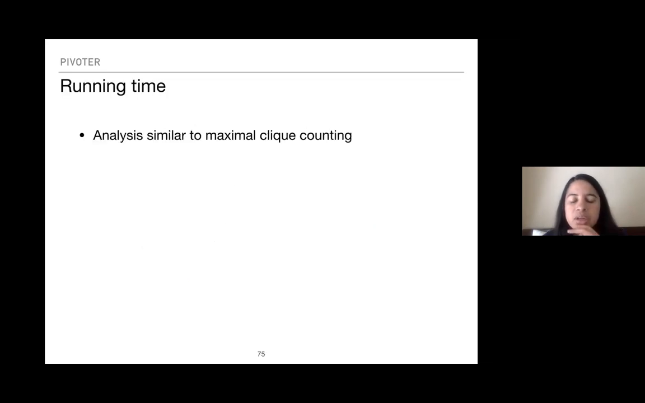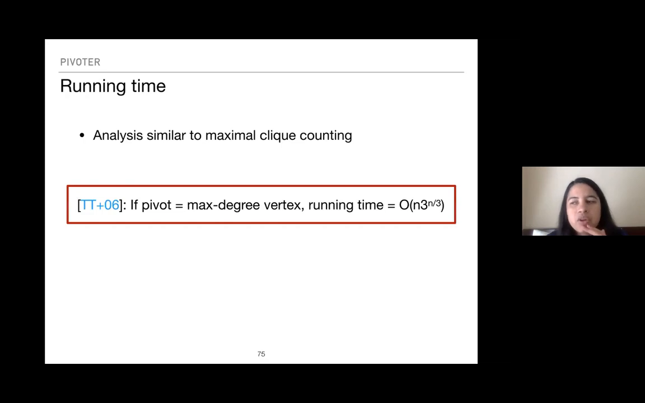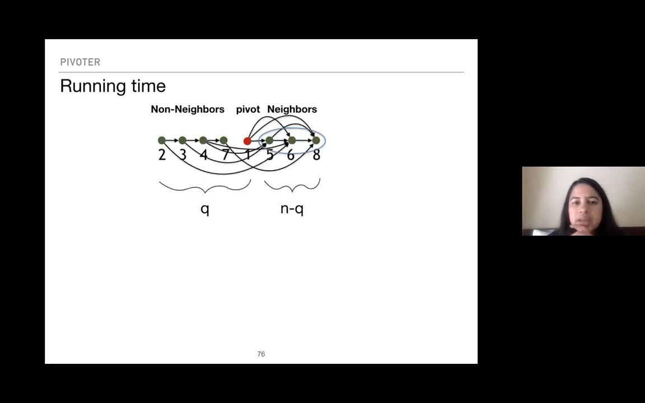So the running time analysis is actually similar to that of maximal clique counting. One of the follow-up papers to the original paper that introduced the idea of pivoting, they used pivoting for counting maximal cliques, and they showed that if we pick the pivot to be the max degree vertex in that subgraph, then one can show that the algorithm runs in time n times 3 to the n over 3.